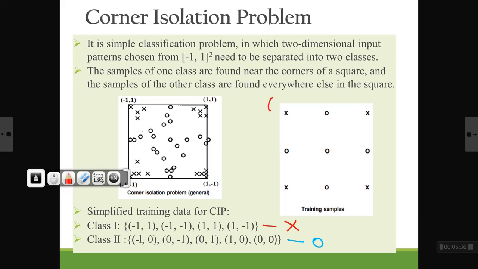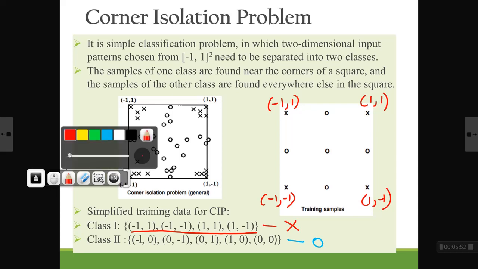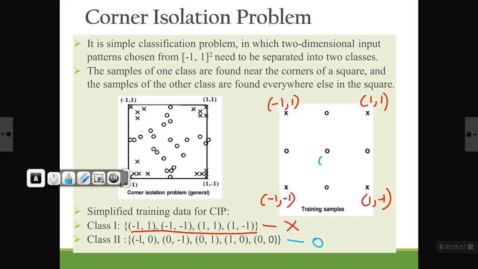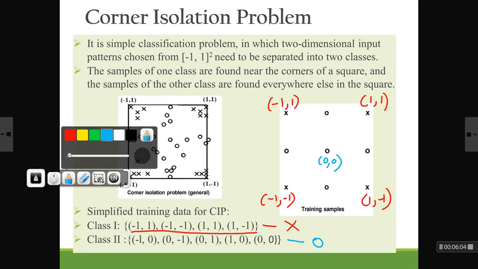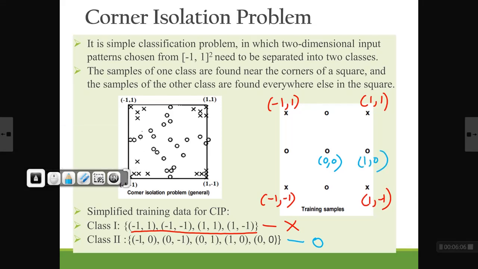The patterns of class 1, that is the X's, are lying along the corners. We can see here along the corners, this is minus 1 comma 1, this is 1 comma 1, this is 1 comma minus 1, and this is minus 1 comma minus 1. So class 1 patterns are lying along the corners. And where are the other class patterns lying? Class 2, which are the circles.